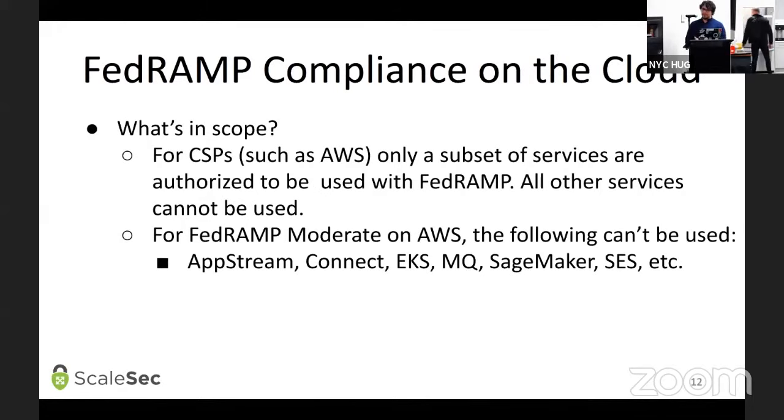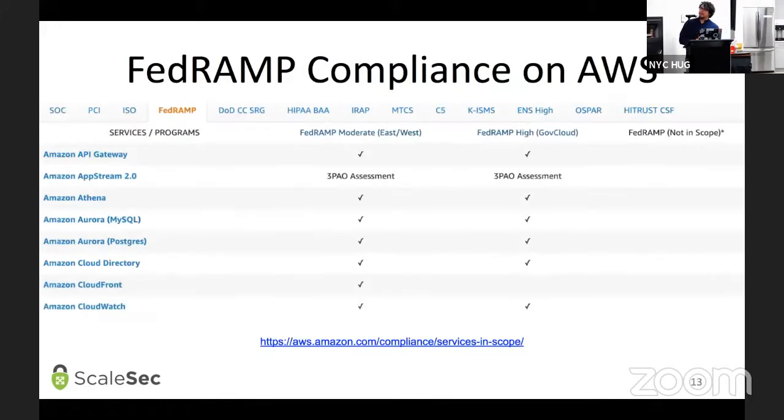For CSPs, which are cloud service providers, only a subset of services are authorized to be used with FedRAMP, just like I mentioned earlier. And for FedRAMP Moderate on AWS, I have a list there of the following that can't be used, but the actual source of truth is a table like this. And again, there's the link on there where you can see what services are in scope for FedRAMP. And you can also see the other tabs there as well. So you don't have to use this just for FedRAMP compliance. You can use it for other things too, like SOC and PCI and ISO and so on.